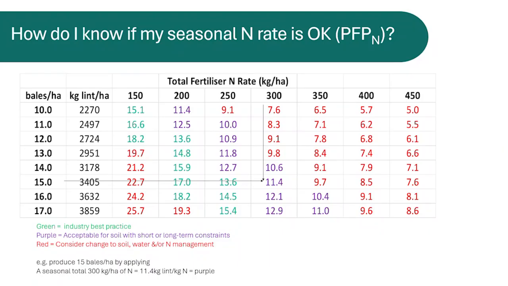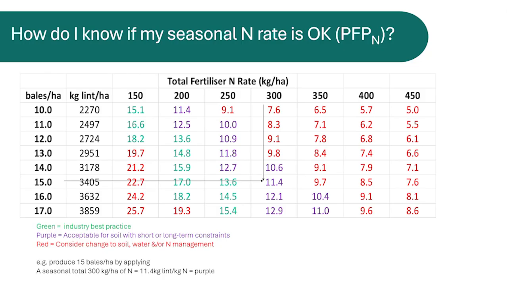applied. Now that table, if there's an example there, if you're growing 15 bales and putting on 300 kilograms of N, your efficiency, and that PFPN is the partial factor productivity for nitrogen, is 11.4. It's pretty good. 12 is the cutoff for being green. So, you know, that's doing pretty well.